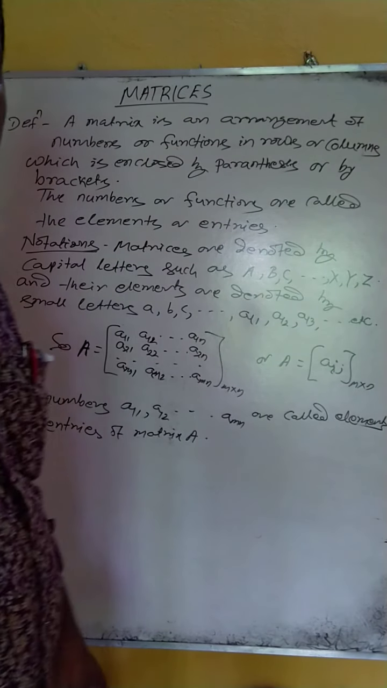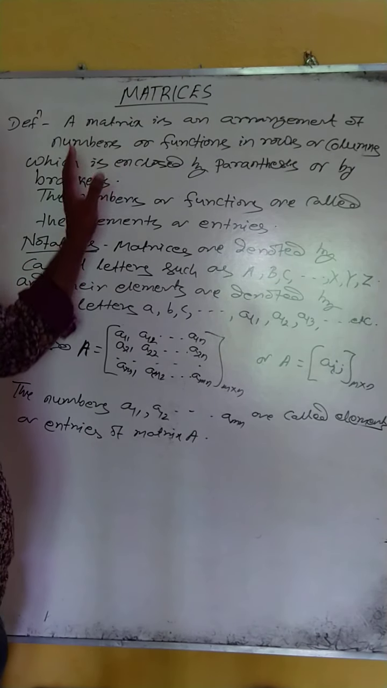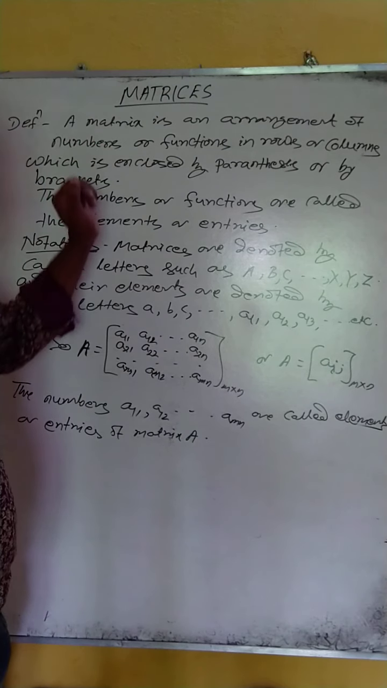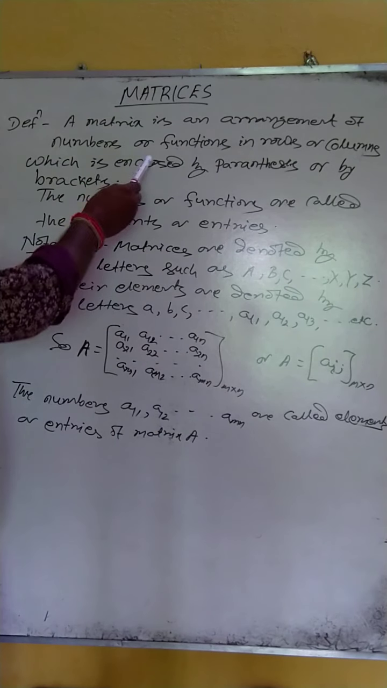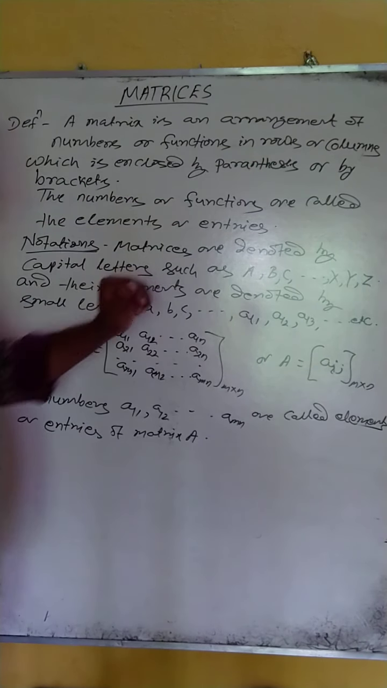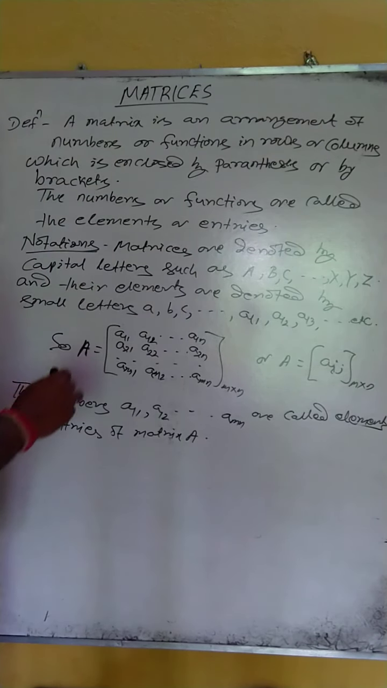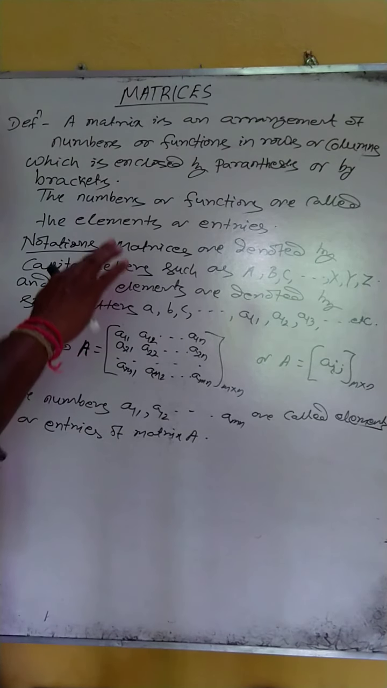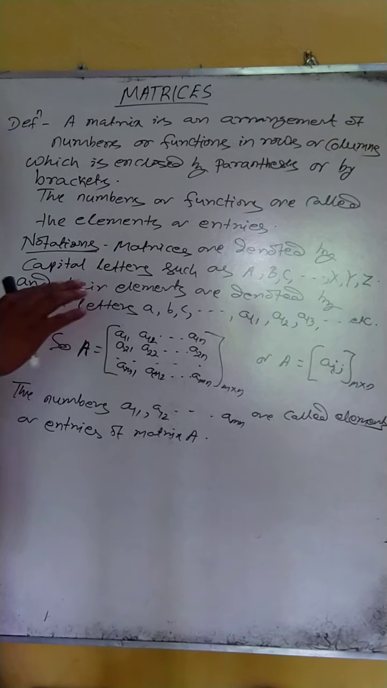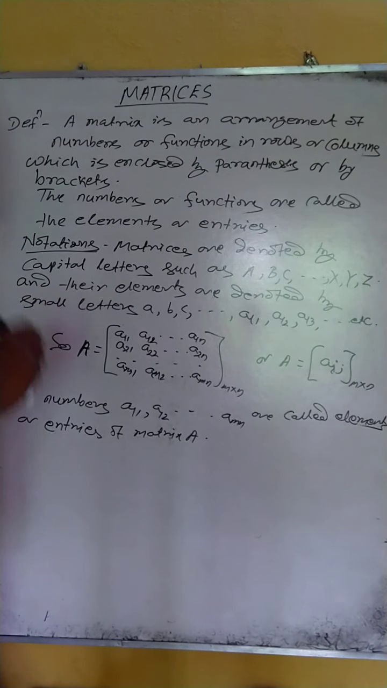Good morning. Today we start matrices. First, we know the definition of a matrix. A matrix is an arrangement of numbers or functions in rows or columns, which is enclosed by parentheses or by brackets. The numbers or functions are called the elements or entries. That means if we arrange some numbers or functions in rows and columns enclosed by brackets, that is called a matrix.